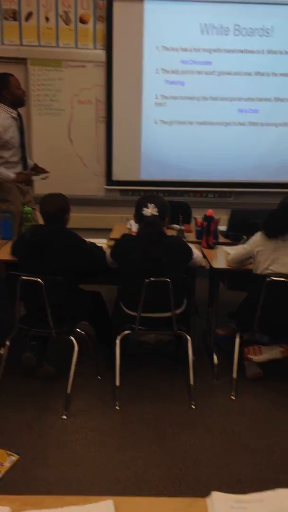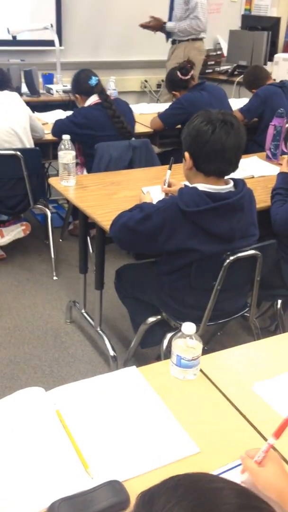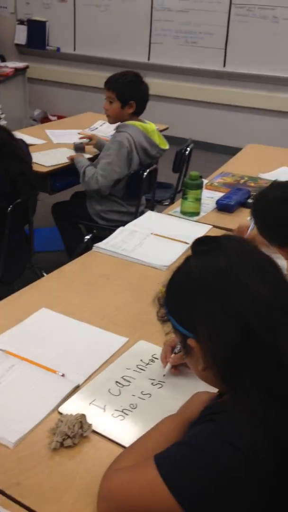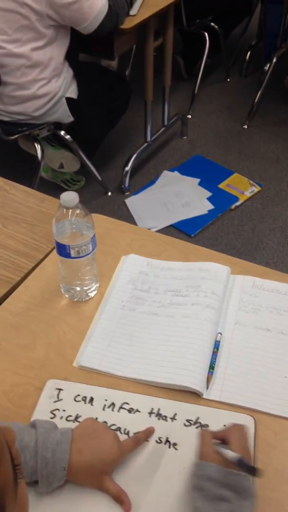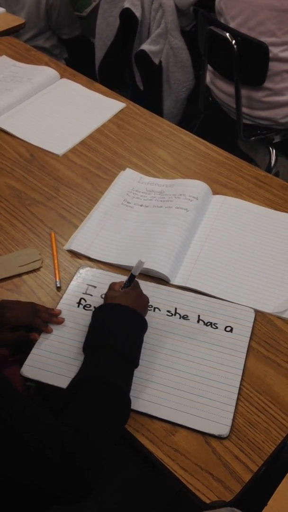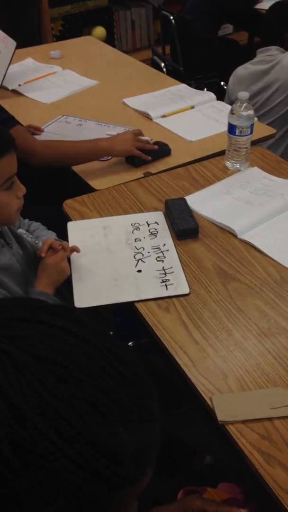Last one. The girl took her medicine and got in bed. What is wrong with her? Okay, so I need to take the information from the text. The girl took her medicine and got in bed. What is wrong with her? And what I hear, with my prior knowledge, have I ever had to take medicine and get into bed? Punishment? I don't like medicine. Medicine is a punishment to me. And I have to go to sleep? This is horrible. What did I ever do to deserve this?